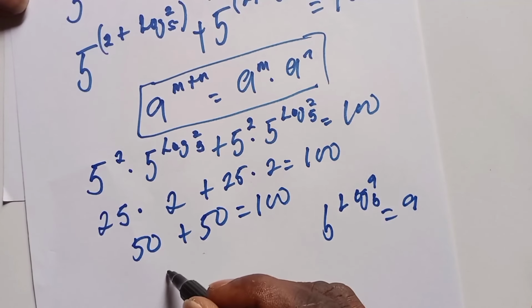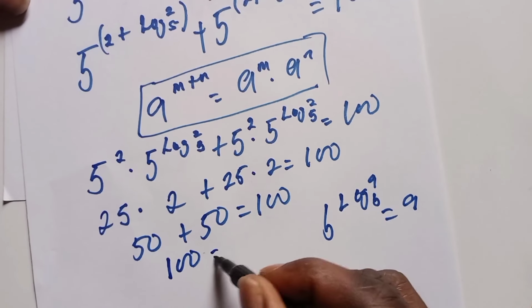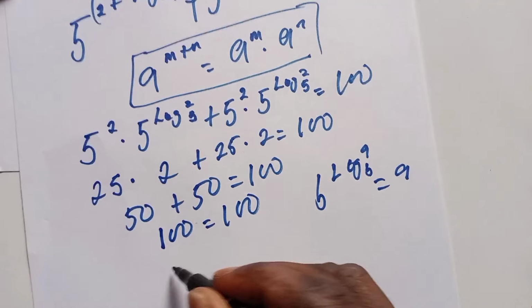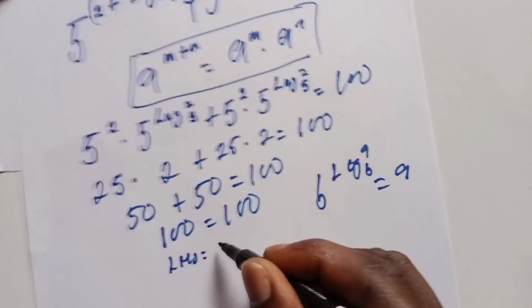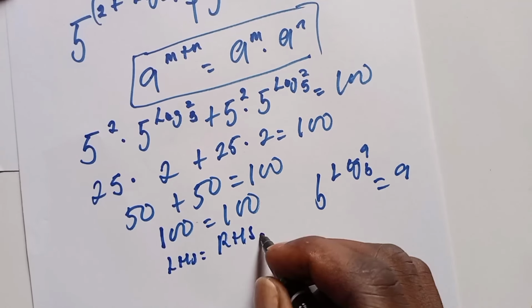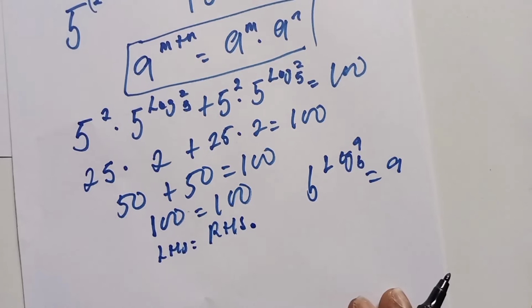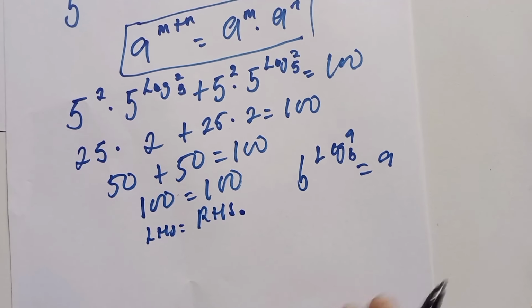Now 50 plus 50 is 100, which is equal to 100. Now our left hand side is equal to our right hand side, which proves that our solution for k satisfies the equation.